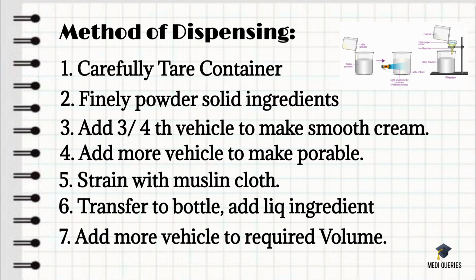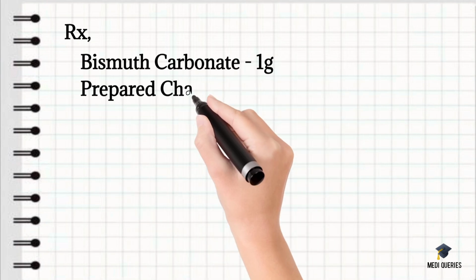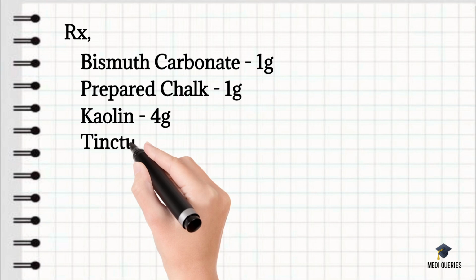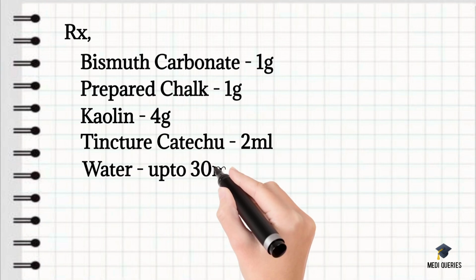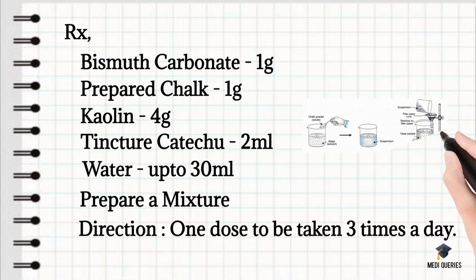Let us see how to formulate a suspension using this method in one example. Prepare and dispense the following suspension: bismuth carbonate, prepared chalk, kaolin, tincture of catechu, and water up to 30 ml. Prepare a mixture and send 4 doses. Direction: 1 dose to be taken 3 times a day. That is the formula given. To formulate this suspension using the above method, first mix the weighed quantities of bismuth carbonate, prepared chalk, and kaolin, then add 0.6 grams of compound powder of tragacanth and mix thoroughly.